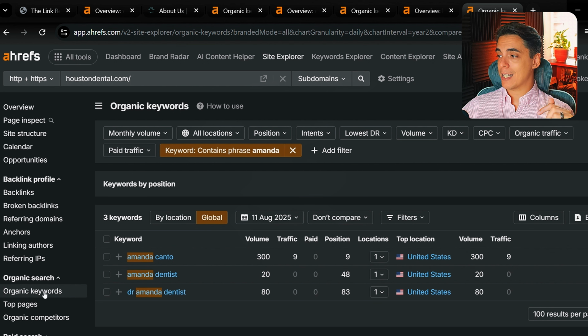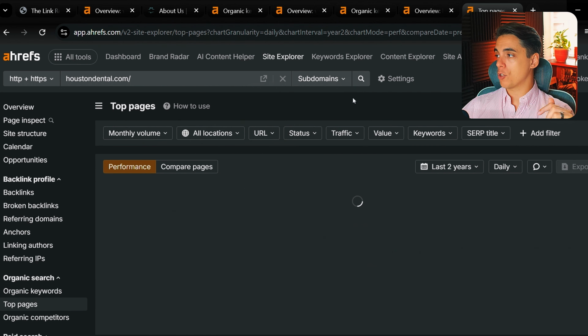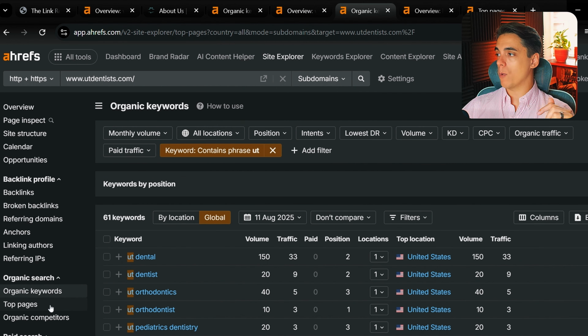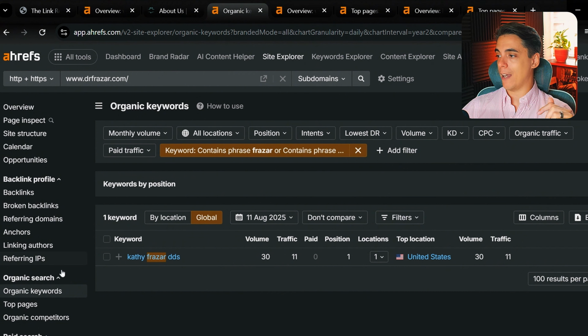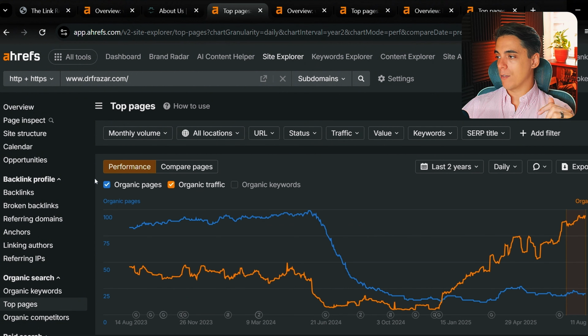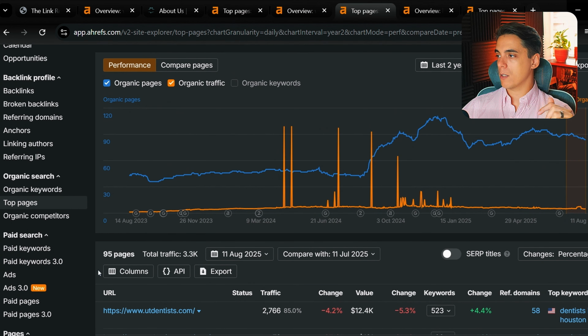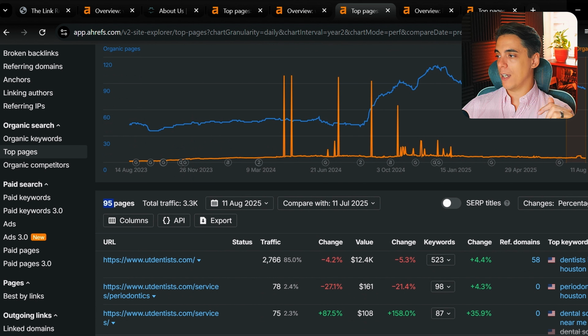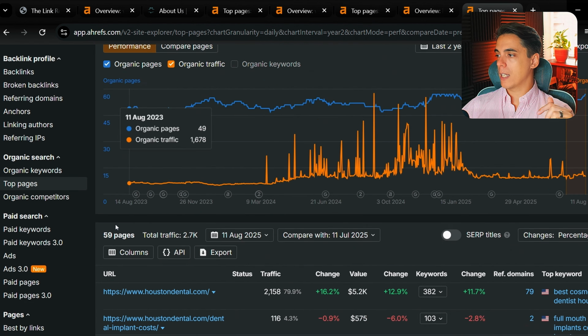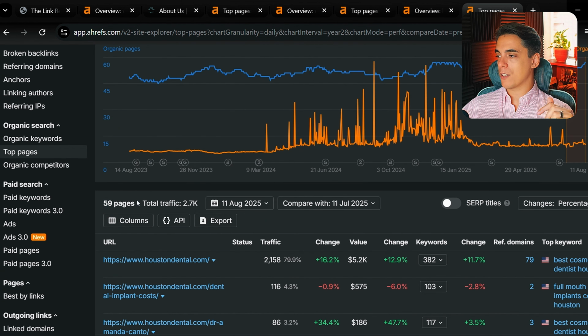Now, the next thing that we're gonna look at is this top pages report here. I wanna see how many pages do they have ranking that are related to the niche. And Dr. Frazar has only 23 pages. This is good news for us. UT Dentist has 95. That's a little bit more competitive. And Houston Dental has 59.